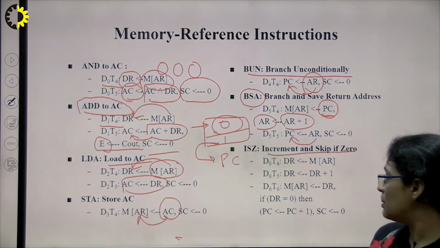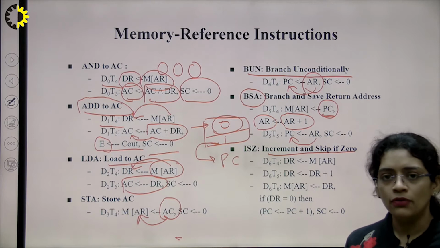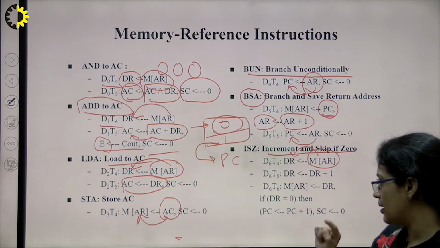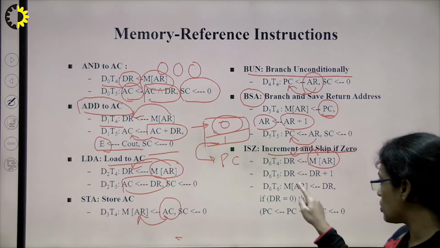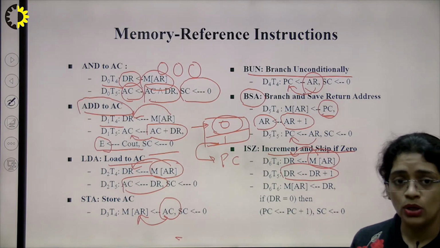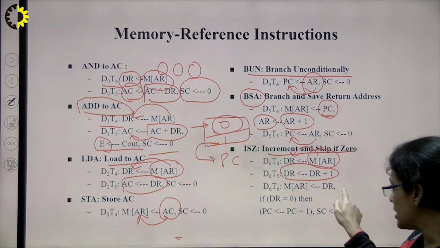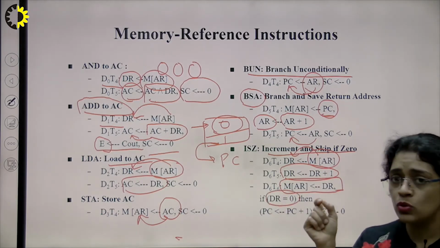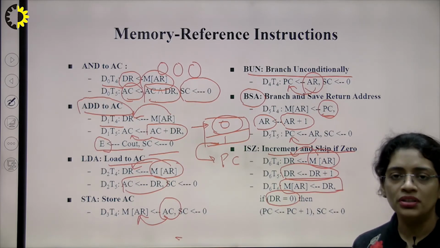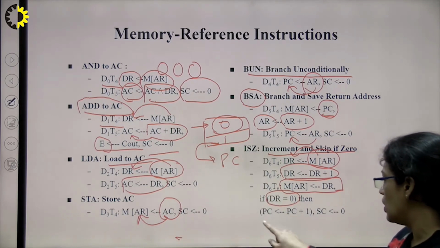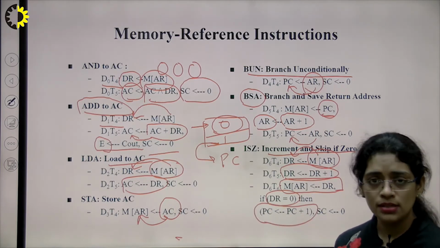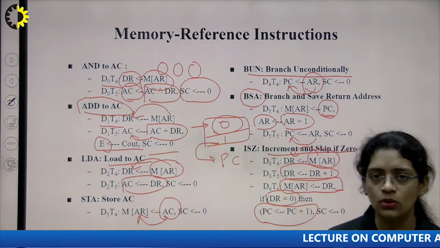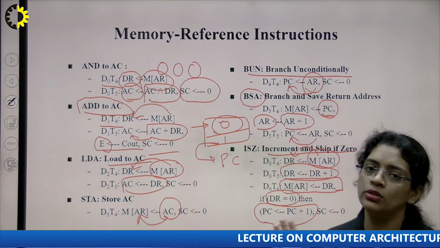Next, last is increment and skip if 0. First we take the data from the address and store it into DR, then apply the increment operation on that data. Now check whether that data equals 0. If it is 0, then you need to come to the next instruction and skip this instruction, so PC is incremented by 1. If you got 0, you don't need to execute this instruction; you will move to the next instruction.